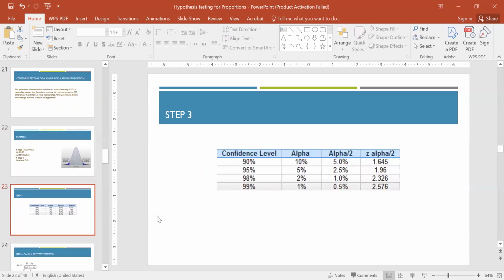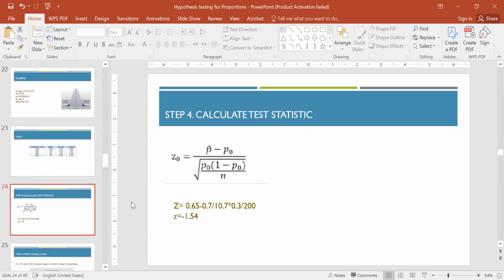In the next step, we have to find the z value. As the example said, at a 95% confidence interval, you can see that the z value is 1.96. In step number 4, we have to calculate the test statistic. The formula was already given in the previous slide, so we use that formula. We put all the values in and we found that the z value is minus 1.54.